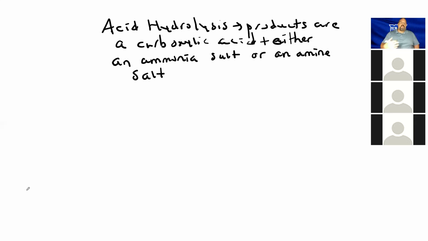If you use a primary amide, the nitrogen product is going to be an ammonium salt. Specifically for our reactions, it's going to be ammonium chloride. If you use a secondary or a tertiary amide, the type of salt you're going to get for the nitrogen part is going to be an amine salt. But independent of the type of amide, how we're going to draw the products, the carboxylic acid and the salt, are going to be the same. So with that being said, let's take a look at a general equation.